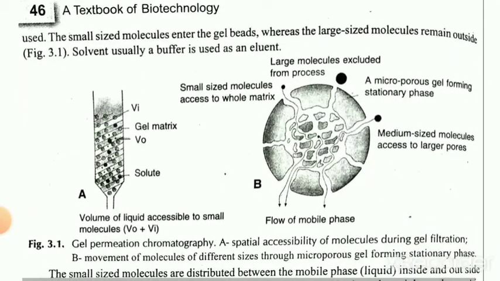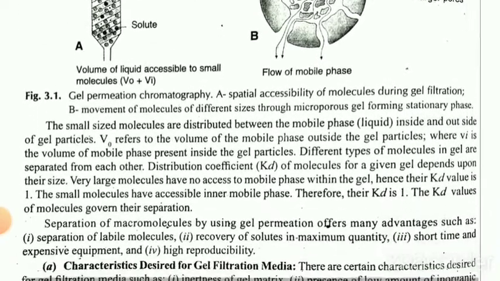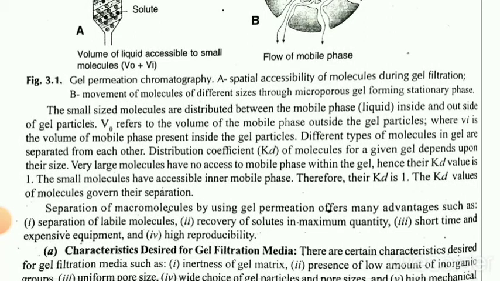The small-sized molecules enter the gel beads, whereas the large-sized molecules remain outside. Figure 3.1. Solvent, usually a buffer, is used as an eluent. The small-sized molecules are distributed between the mobile phase, liquid, inside and outside of gel particles. V0 refers to the volume of the mobile phase outside the gel particles, whereas Vi is the volume of mobile phase present inside the gel particles. Different types of molecules in the gel are separated from each other.